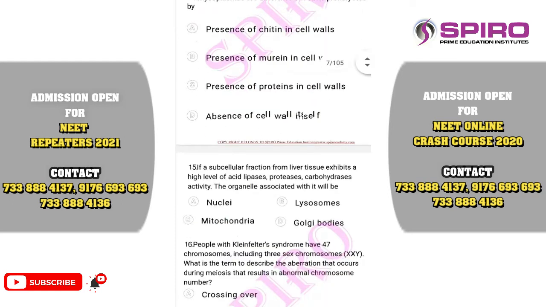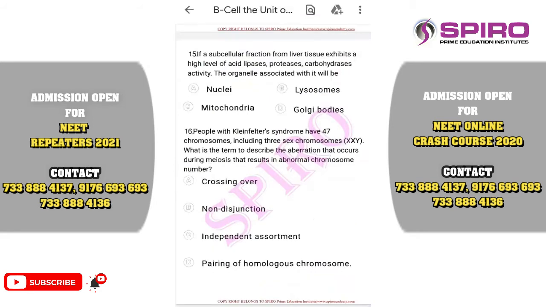So question number 15. If a subcellular fraction from the liver tissue exhibits a high level of acid lipases, proteases, and carbohydrases activity, the organelle associated with it would be. See here, these are hydrolytic enzymes. The lipases are going to cleave the lipid, protease is going to cleave the protein, and carbohydrases are going to cleave the carbohydrate. These hydrolytic enzymes are present in the suicidal bag of the cell, which is nothing but the lysosomes. So the correct option is option B, because it is involved in autolysis of foreign cells and also our own torn and worn cells.